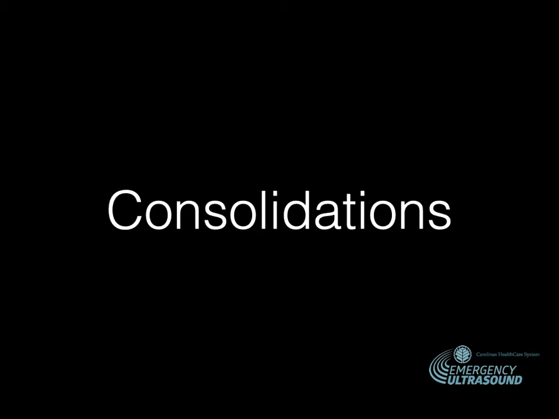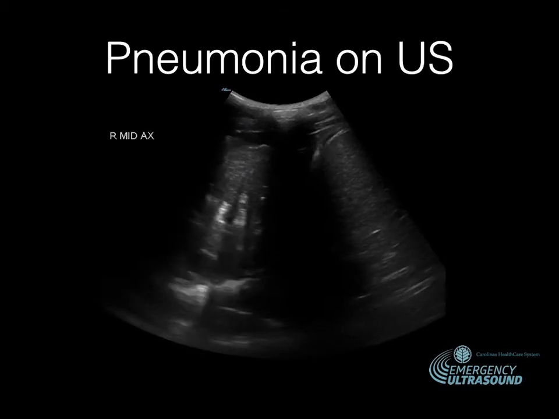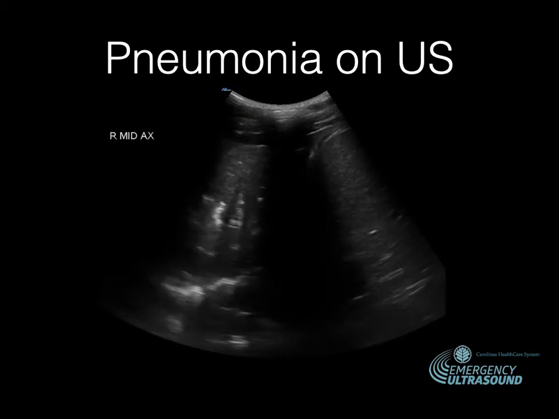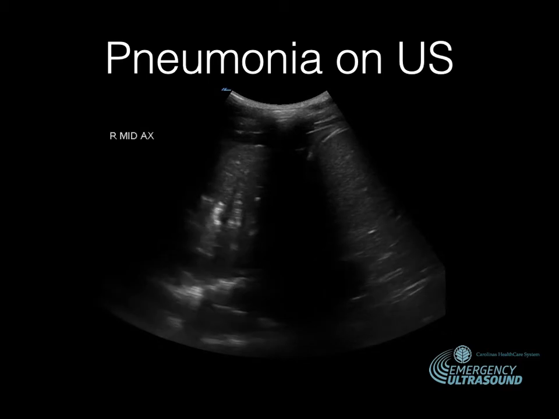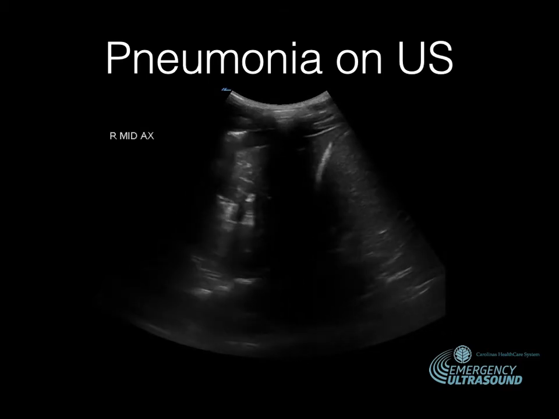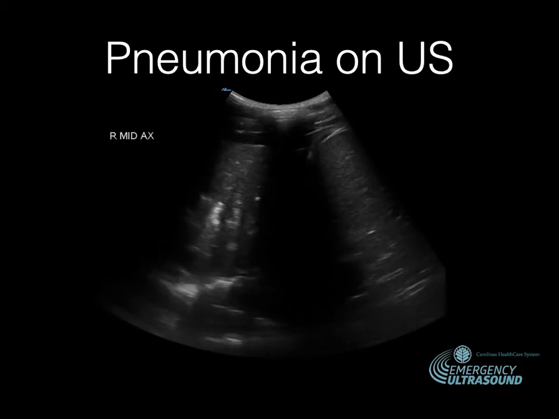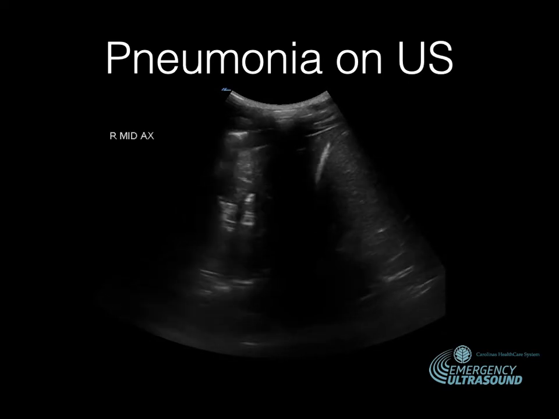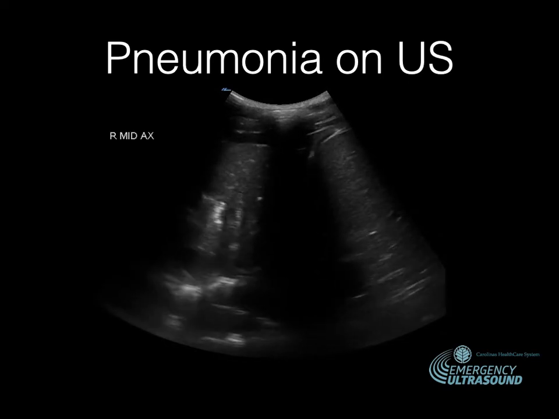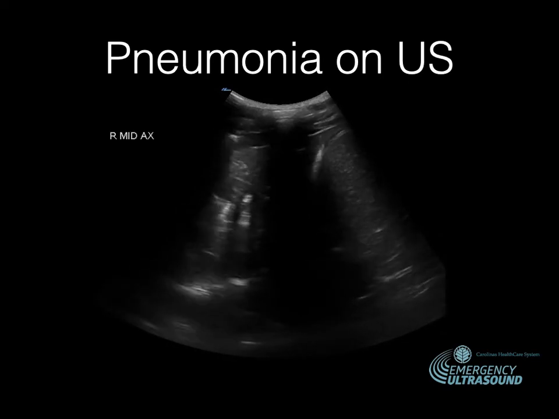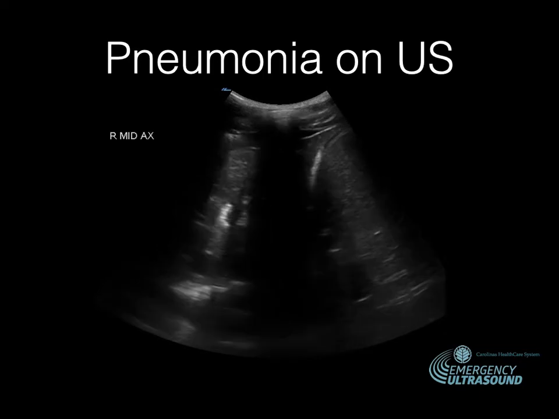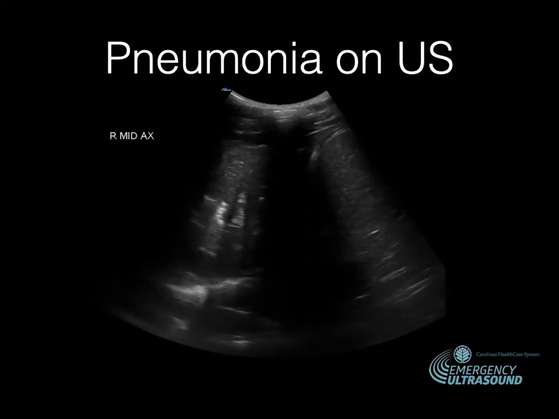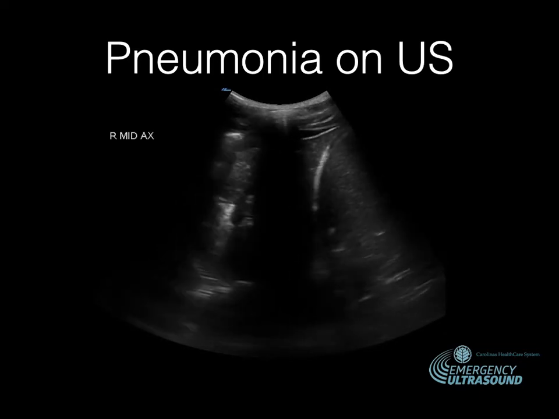Next, we want to look for consolidations. This is pneumonia in a girl, and we can see pneumonia on ultrasound. I want you to note the consolidated lung with the small surrounding effusion. If you look up at the top of the screen, we're on the patient's right, in her right axilla. So on the far right of the screen, we'll have the patient's liver. We have the diaphragm, which is a bright white line above it.